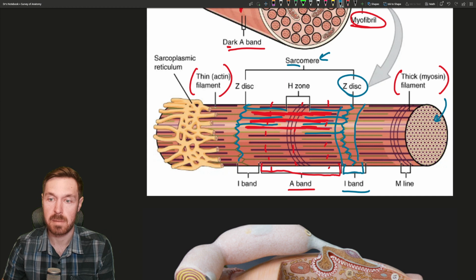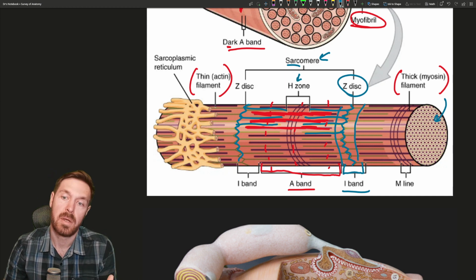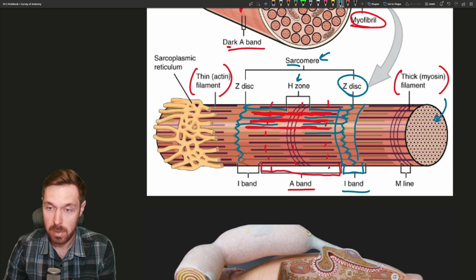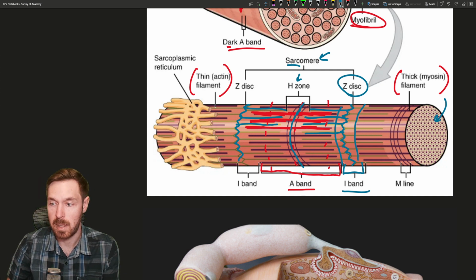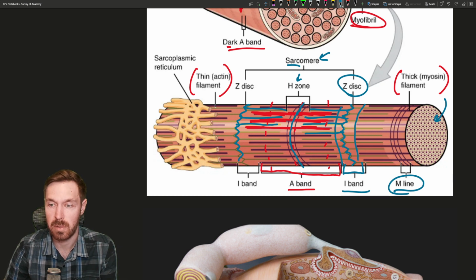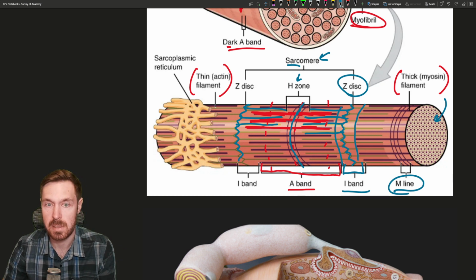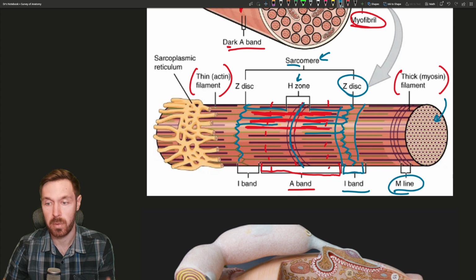There are some other band patterns here, like right here is the H zone. The H zone is where it is myosin only. There's also the M line, which goes down the middle right here, and there's a structural protein in there. It's labeled over there, called myomesin, which helps structurally hold that together. There are some other proteins found in here as well, such as titin and dystrophin. Muscular dystrophy is a disorder affecting that dystrophin protein.